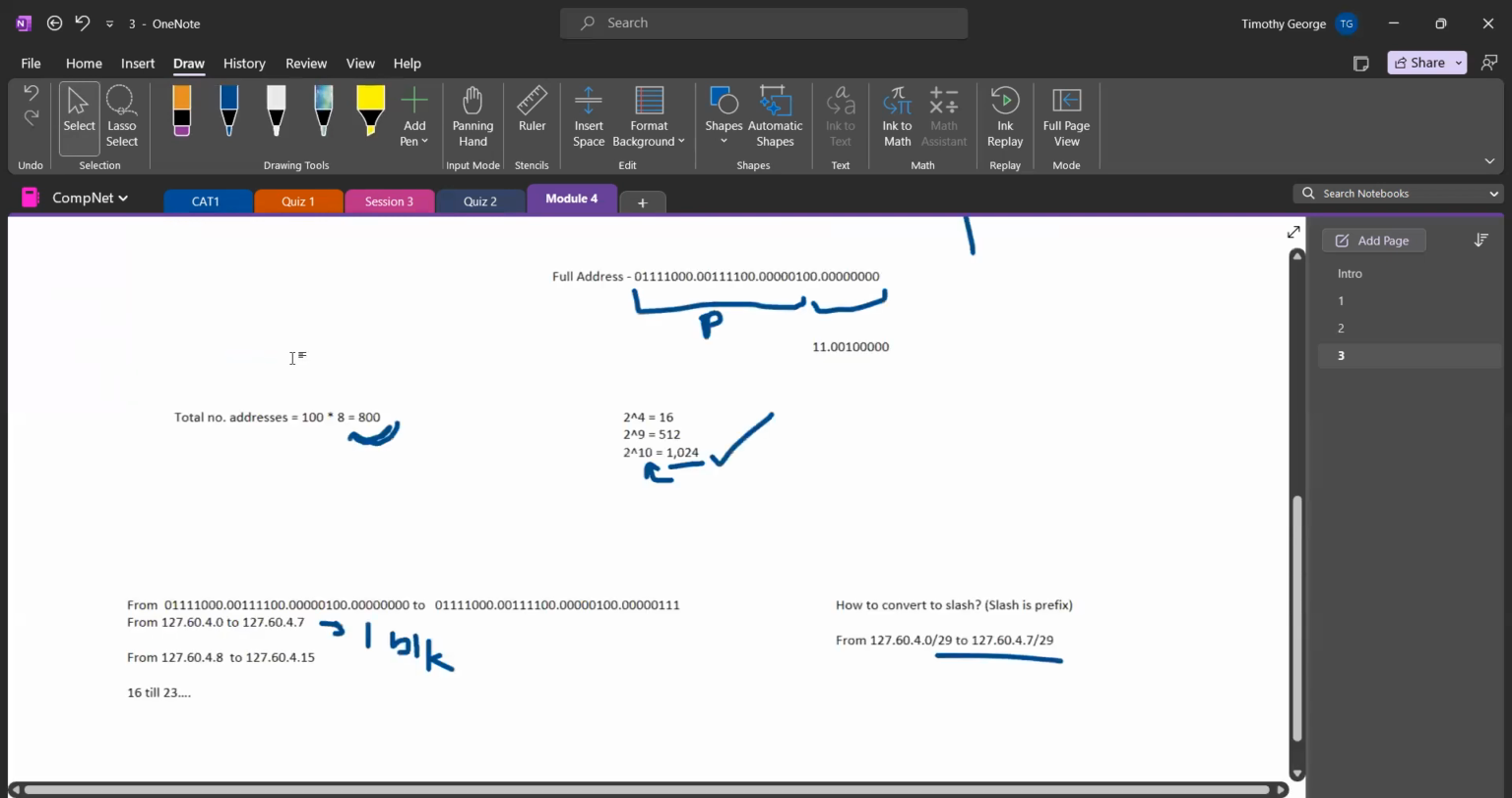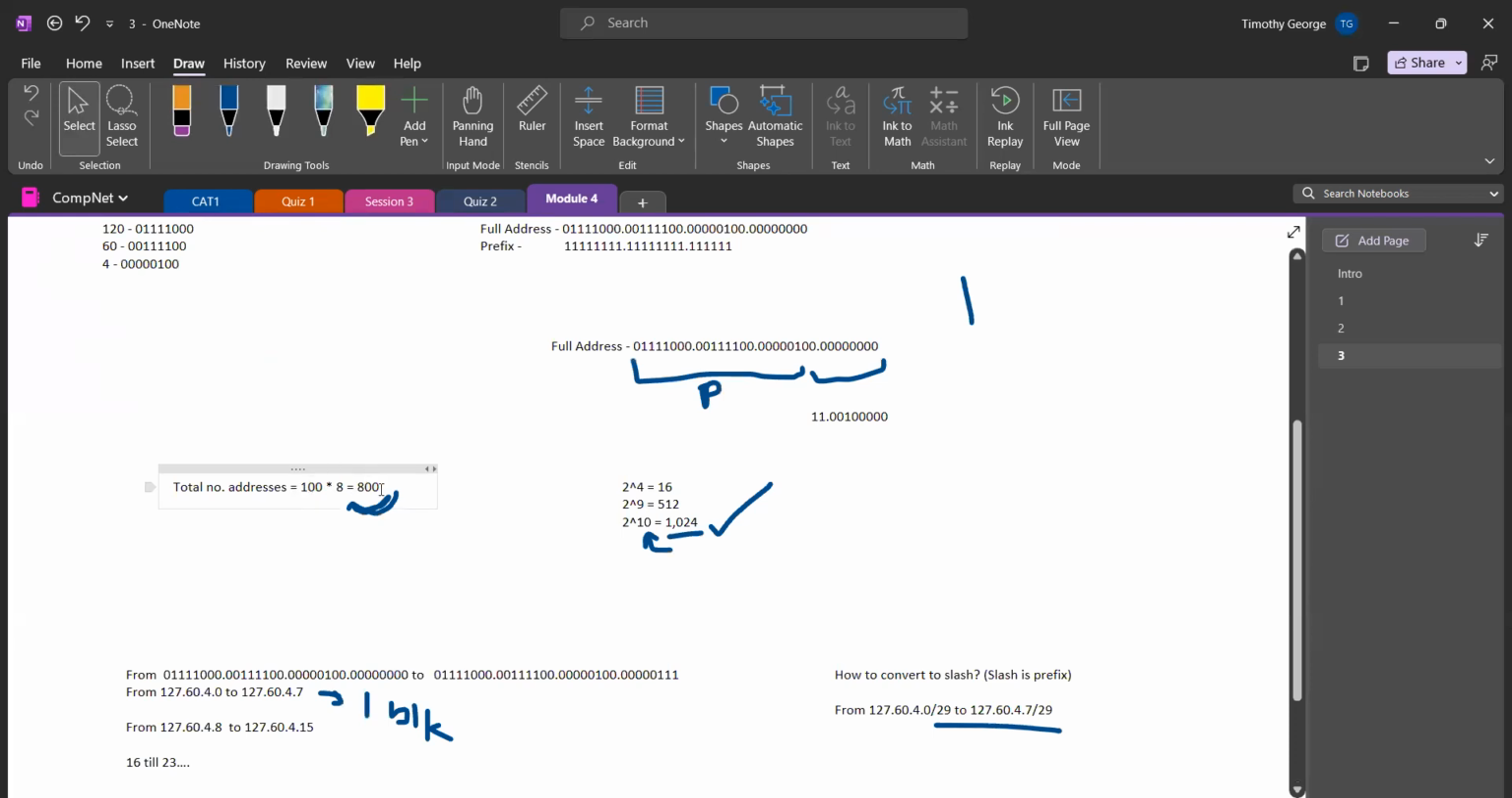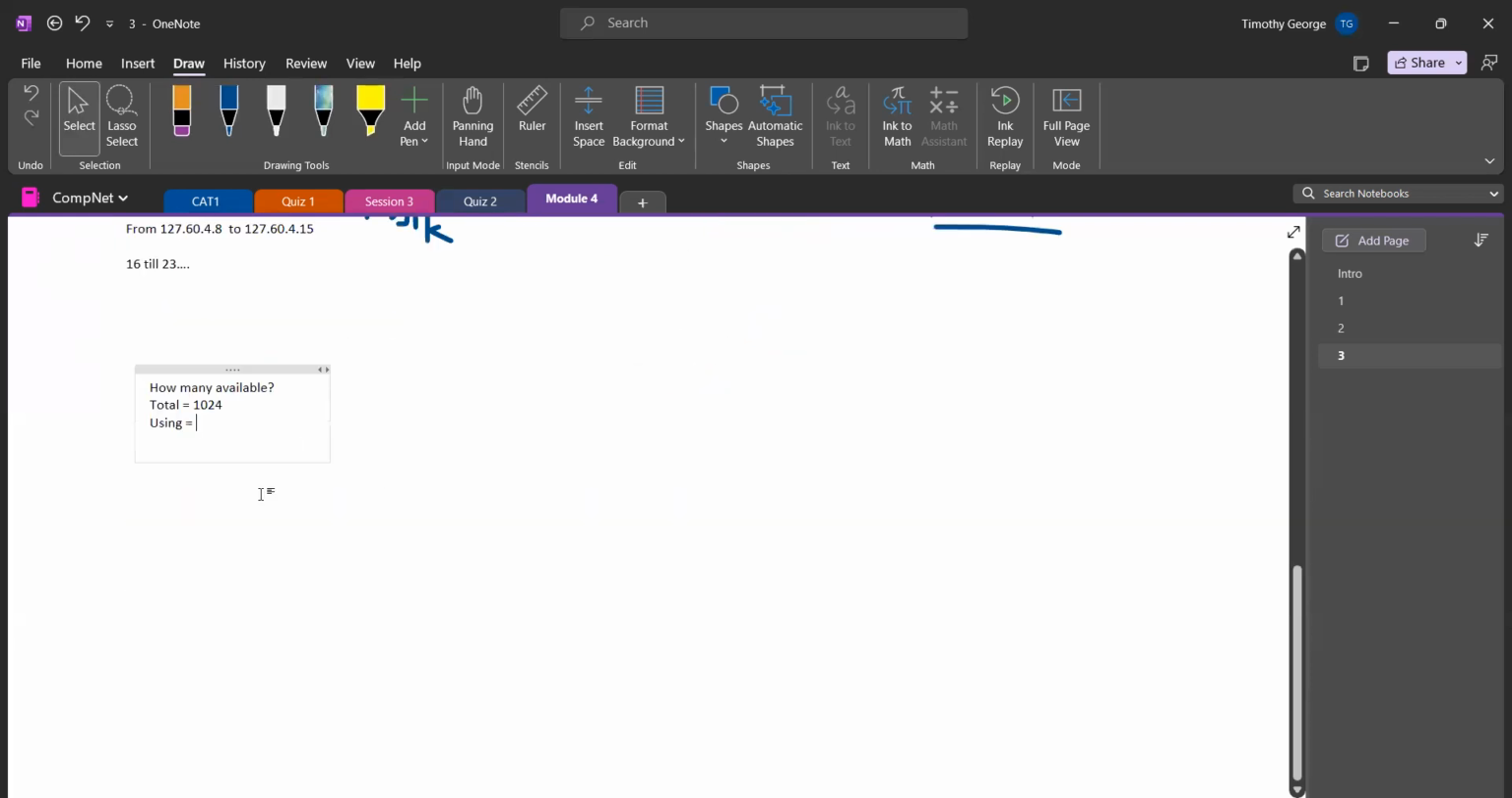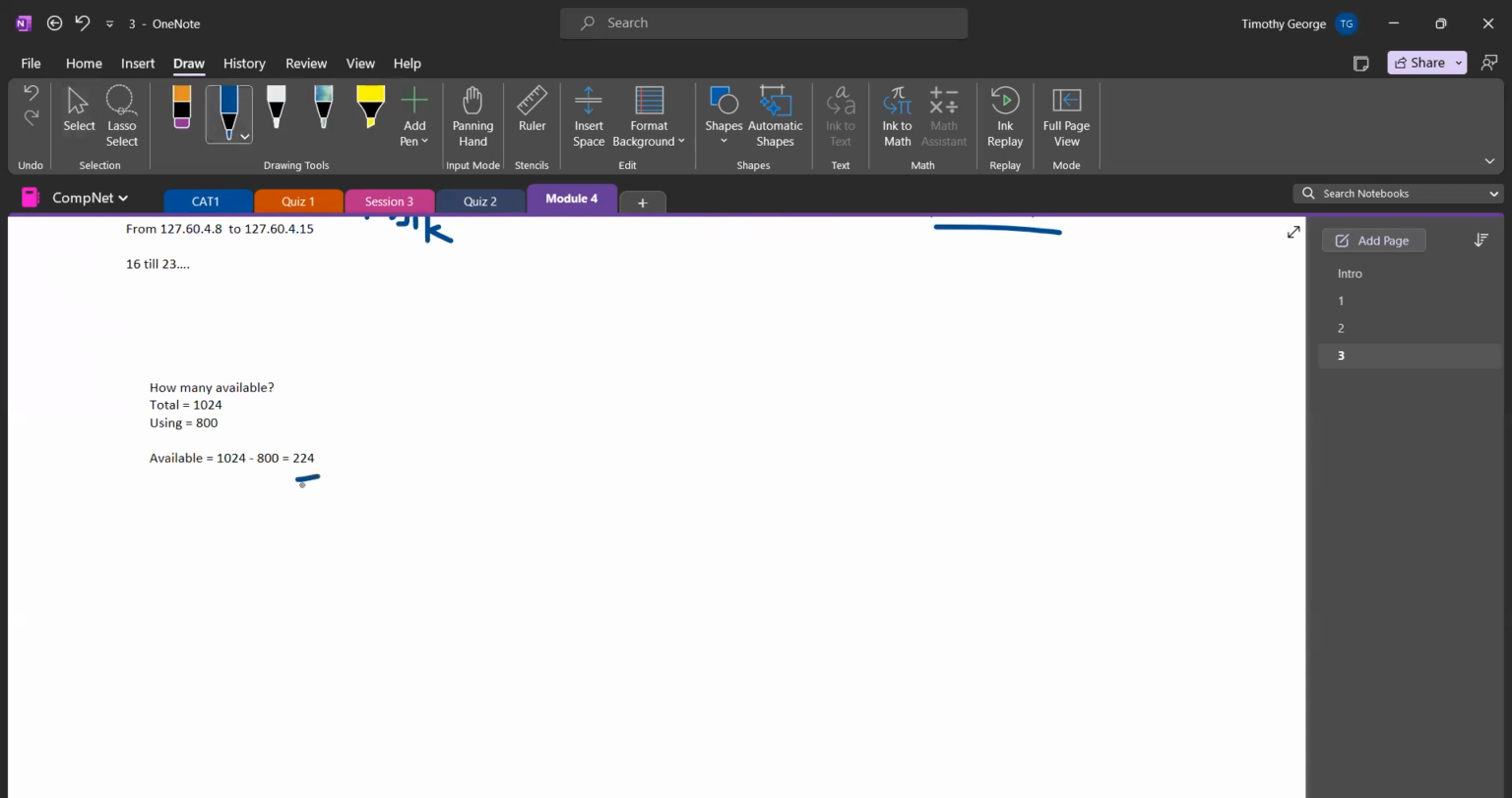We saw we only need 100 into 8, 800. So we're using 800. That's it. So available will be 1024 minus 800. That is 224. That is your answer.